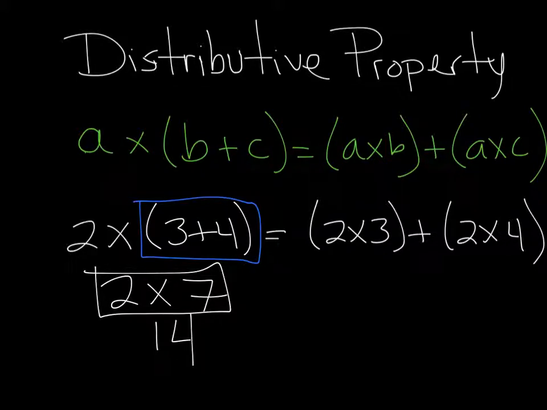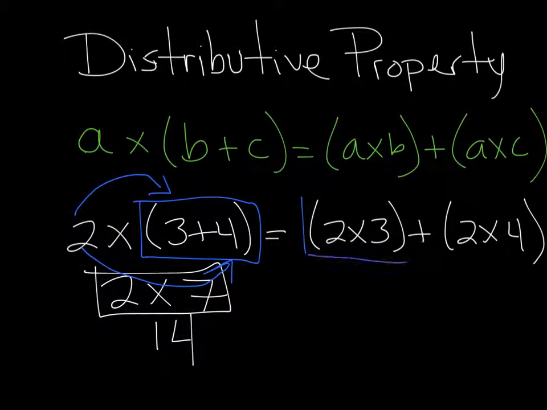Now this side of the equation is 14. And if the distributive property works properly, we've rewritten it on the right-hand side. We'll solve that and we should get the same thing. So what we're saying is 2 times (3 plus 4), if you add 3 plus 4 first, is the same thing as taking your 2 and multiplying it by 3, then multiplying 2 times 4, and then adding those two answers together. So let's see if that works.